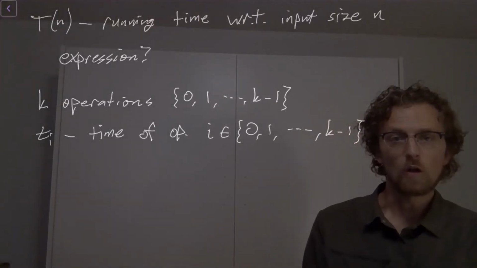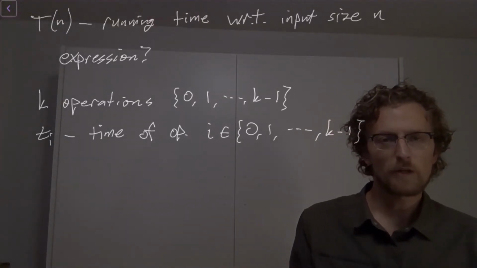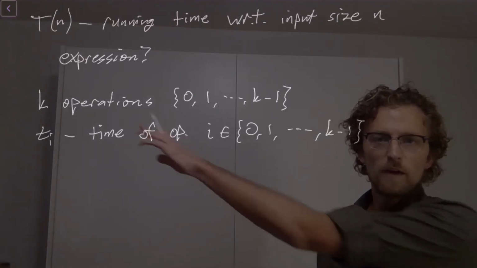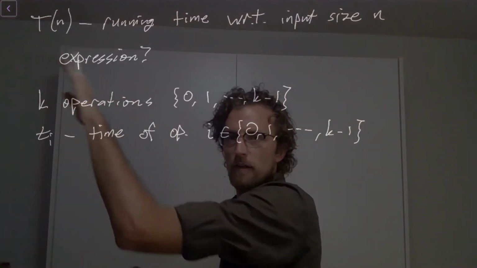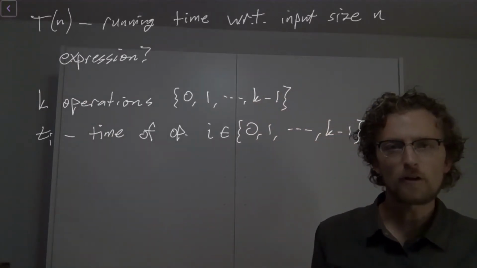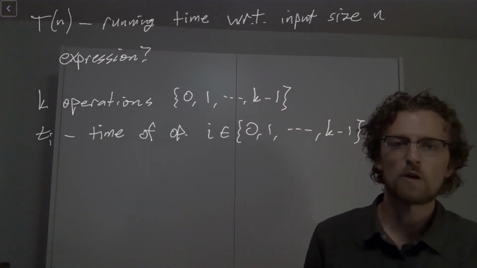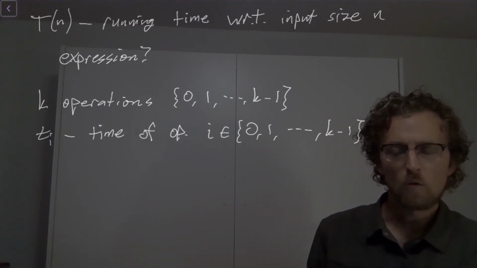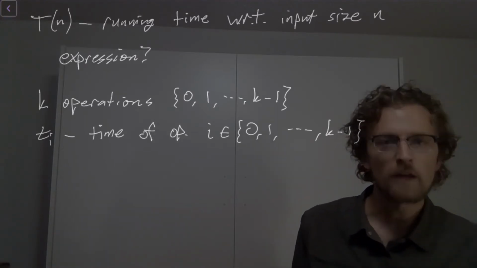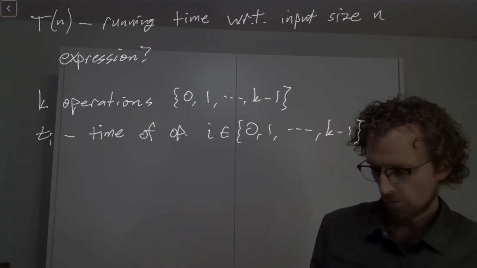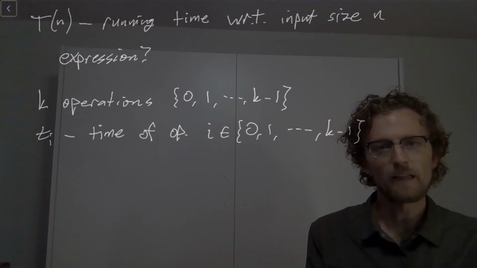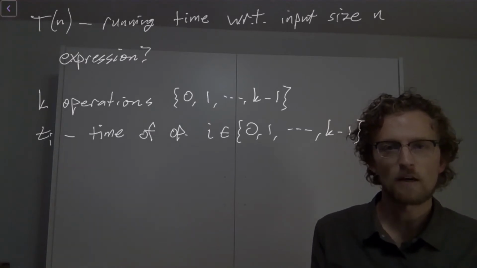Okay, so our goal is to come up with an expression, right? To actually derive a function, and we'll call that function t of n, a function of the running time of an algorithm with respect to the size of the input of that algorithm. So what do we need to know to actually write down this expression? Well, first, one thing we might think about doing is coming up with a list of all the different operations that this algorithm uses.